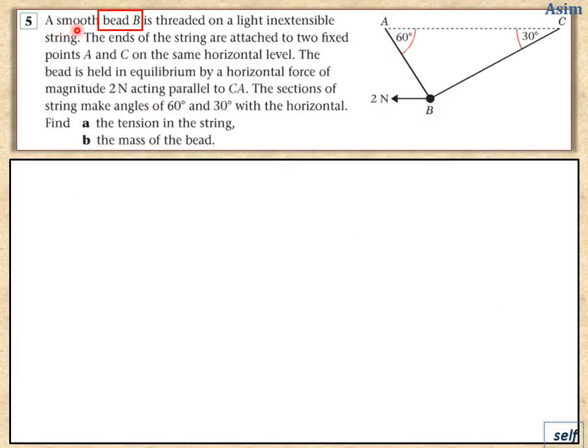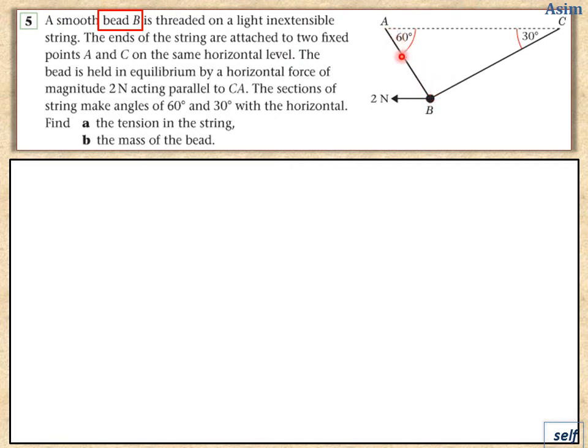Okay, now a smooth bead. Now see, this is very important. Please make a note. I have put this in a box here. Bead, you know what is a bead? A bead is something where a string can pass through. So that means it's a single string that passes through. A bead has a hole, so the string can pass through.